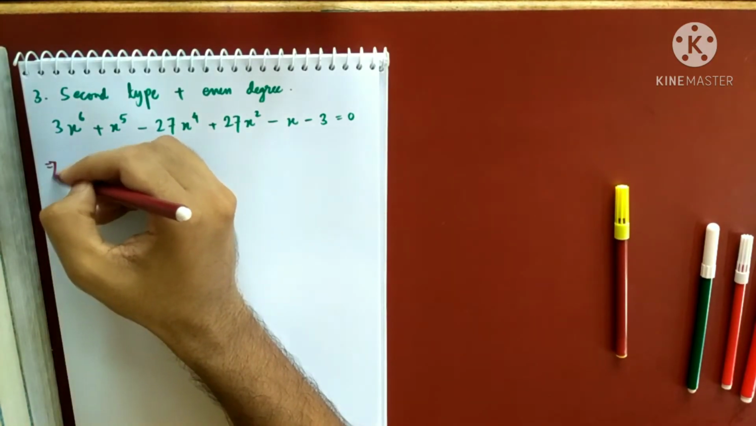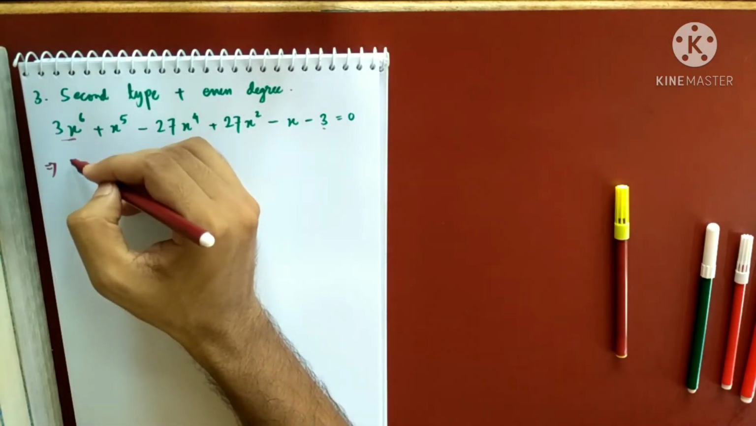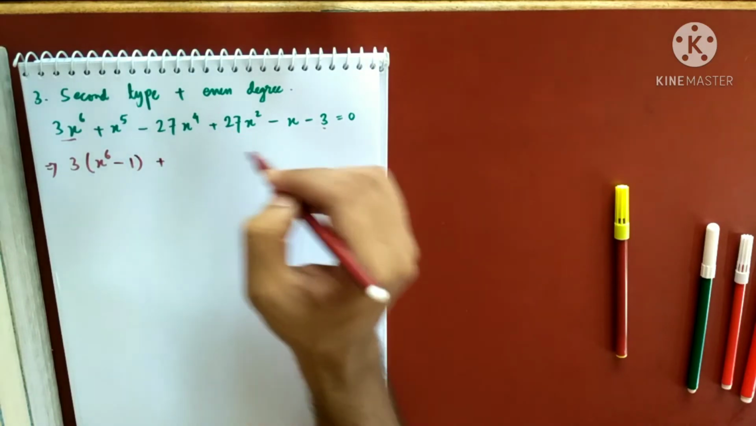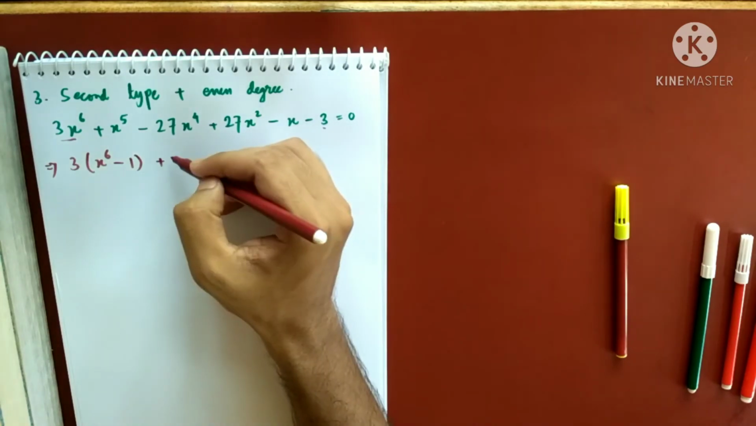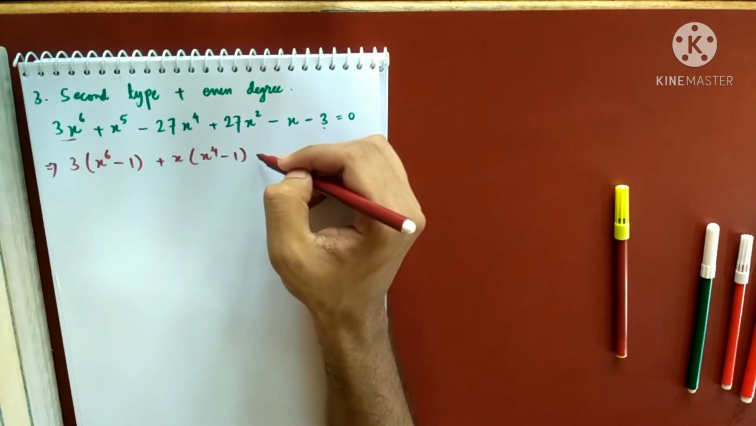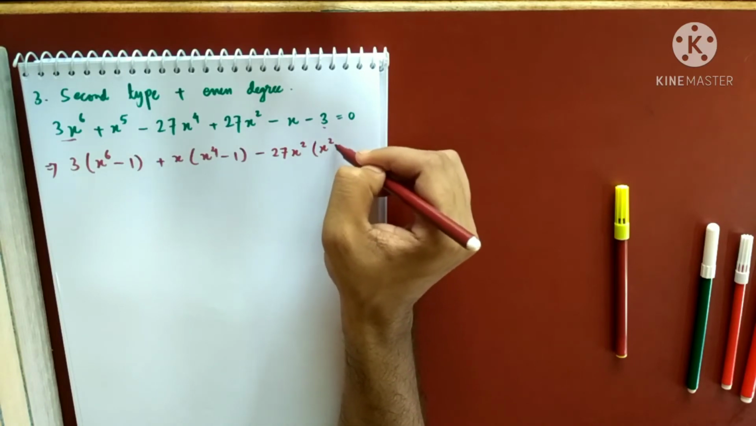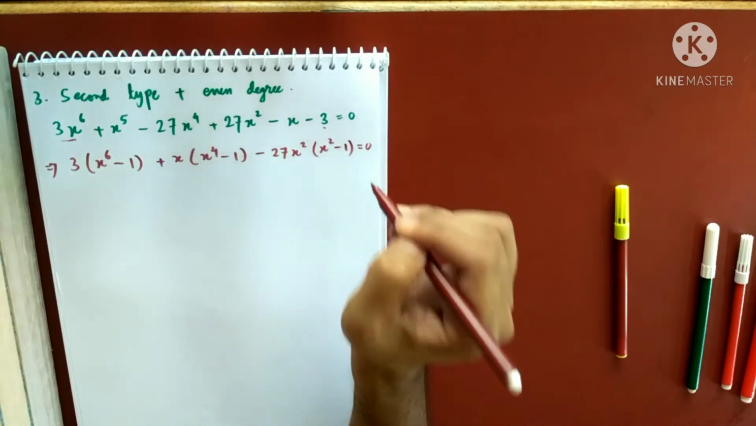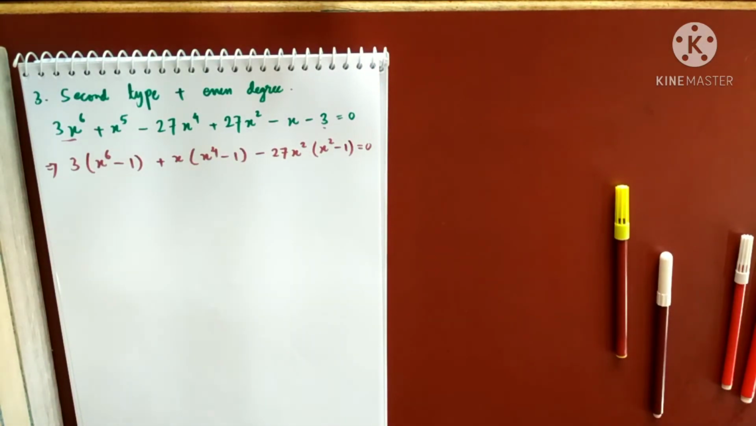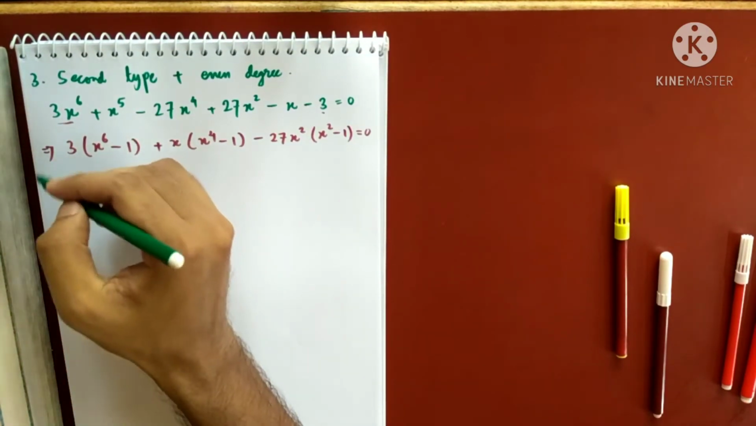Exactly in the same manner, take the first and the last terms together. If I take 3 common, it is x to the power 6 minus 1. Then if I take this and this together and take x common, so x to the power 4 minus 1. And if I take this and this together, taking minus 27 and x square common, so x square minus 1. Now my claim is x square minus 1 will be common from each of them. Let's see why. So let's factorize each of them.